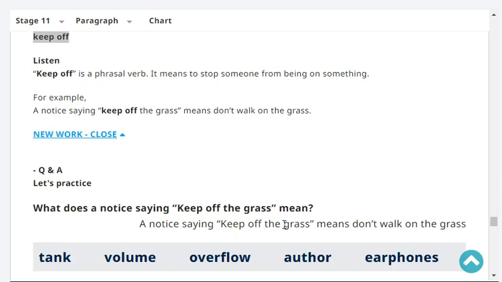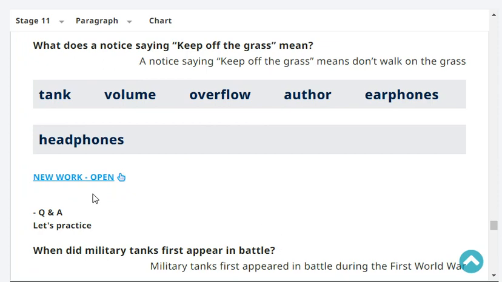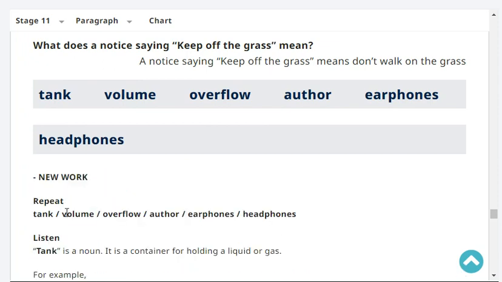Let's practice. What does a notice saying keep off the grass mean? A notice saying keep off the grass means don't walk on the grass. Very good. Next, repeat. Tank. Tank. Volume.